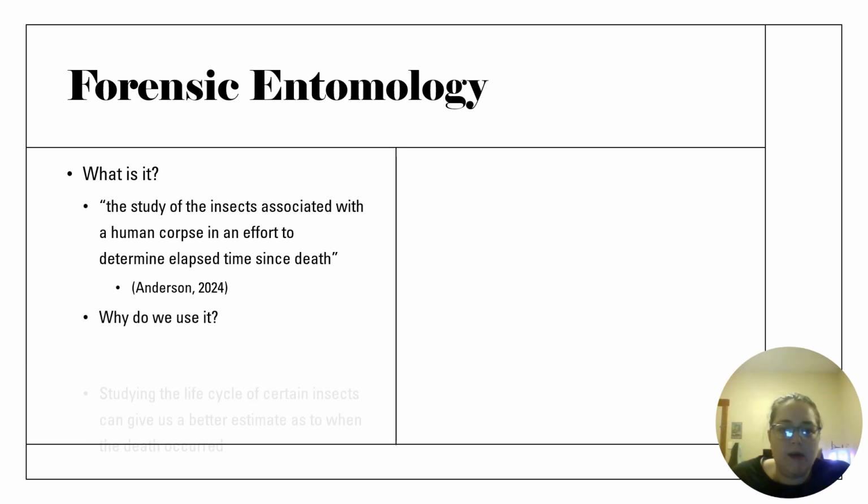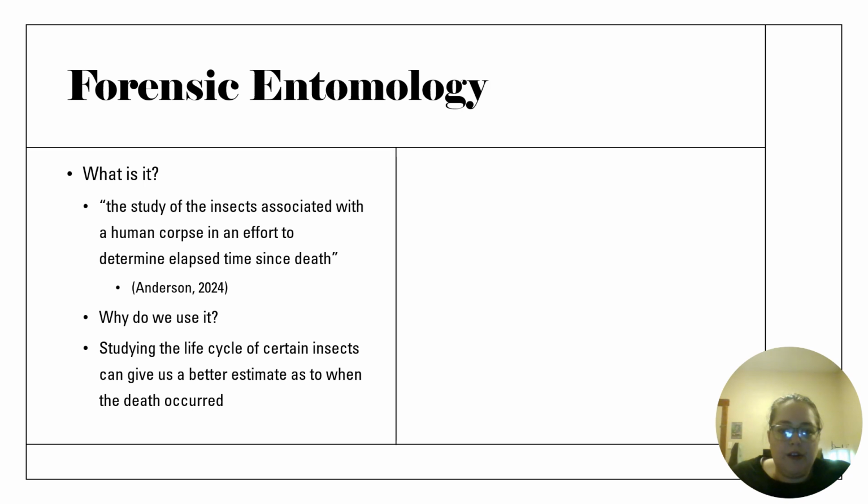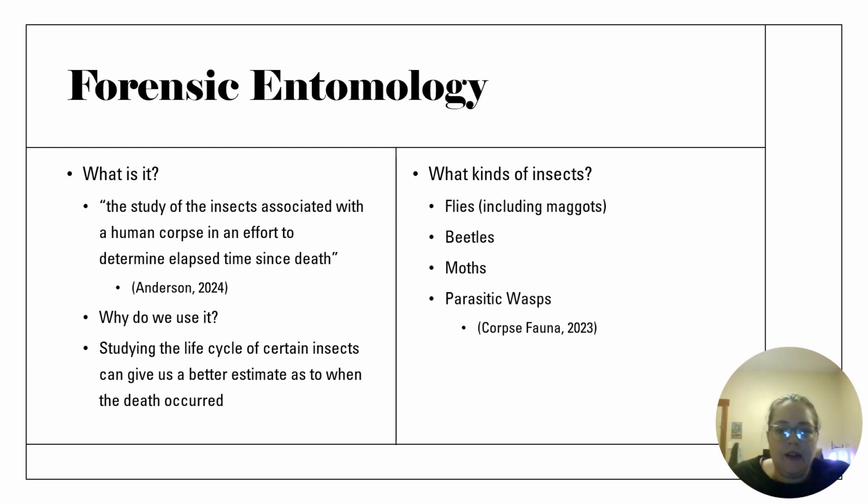Why do we use forensic entomology? Studying the life cycle of certain insects can give us a better estimate as to when a death occurred. What kinds of insects do we find during the decay process? Some of the first insects that show up on a corpse are flies, which then produce maggots. Next, we have different kinds of beetles, and then even certain kinds of moths come into play here. And then we have the parasitic wasp, and this is from the article Corpse Fauna of 2023.